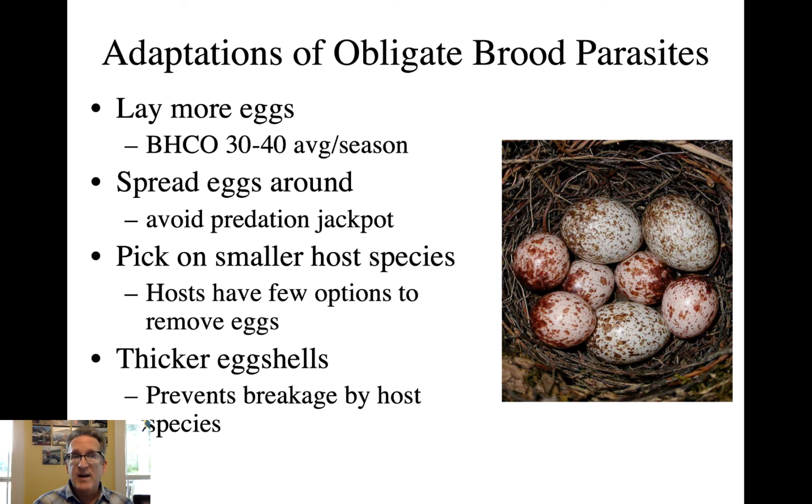just produce more eggs. So females of these species oftentimes produce more eggs than comparably sized or closely related birds that are non-parasitic. Brown-headed cowbirds, for example, on average can lay 30 to 40 eggs per season, which is just outrageous. That's a huge number of eggs. And actually, one in captivity, I believe, laid 60 eggs.